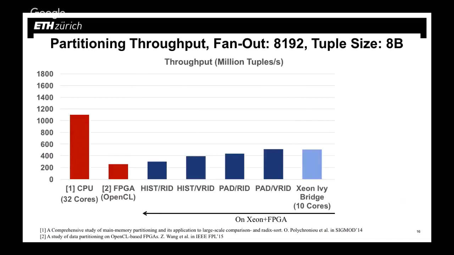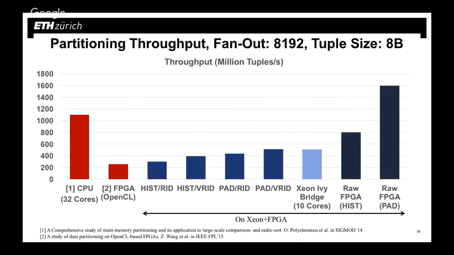So the light blue bar shows the partitioning throughput using the 10-core Xeon CPU on the target platform, and we see that the throughput is very similar to the fastest one that the FPGA achieves. However, keep in mind that this is because the current implementation is bound on the memory bandwidth available in the current platform, which is 6.5 gigabytes per second. QPI, right? QPI bandwidth, exactly.